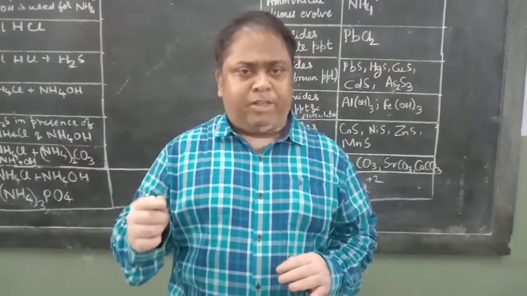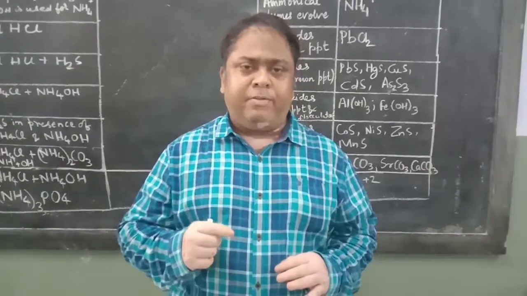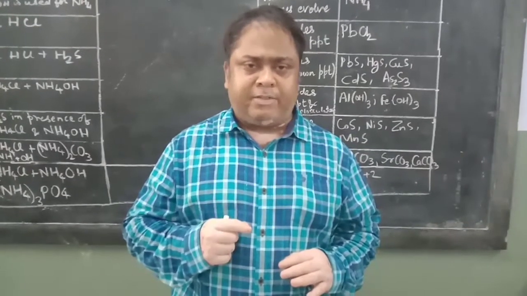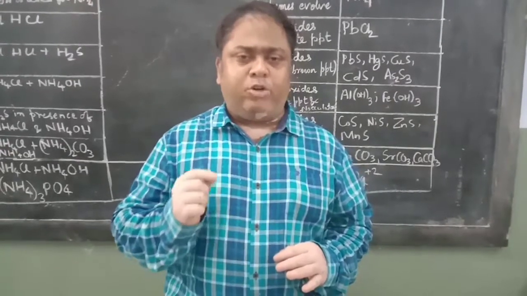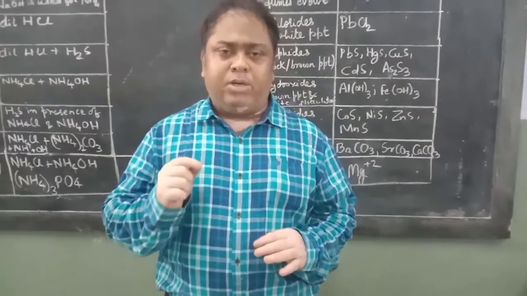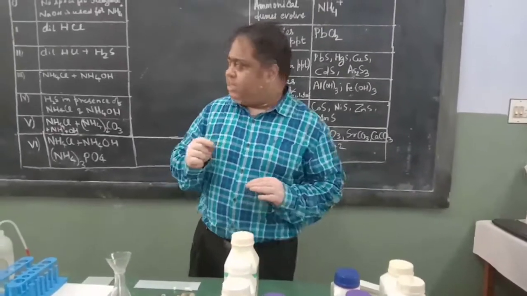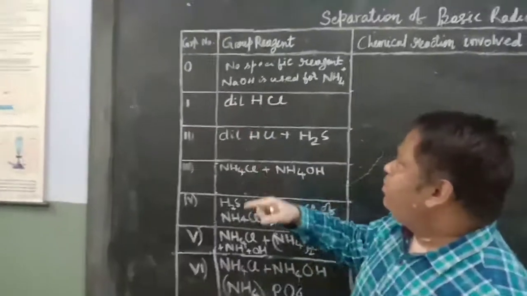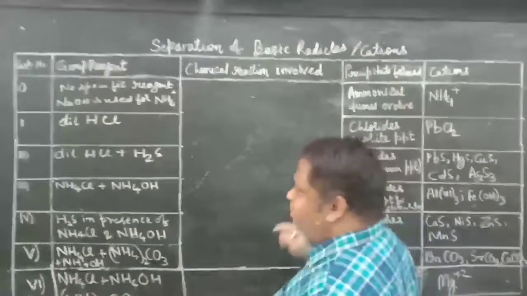But now, after the group separation of the anions, let us understand how to separate the cations into groups by various group reagents. Now the cations are grouped into 7 groups including 0. That means 0 group to 6th group. In 0 group, ammonium cation or basic radical is present.